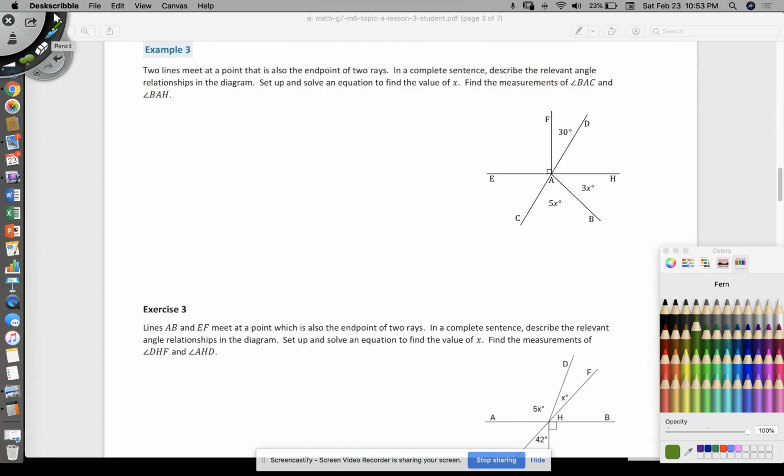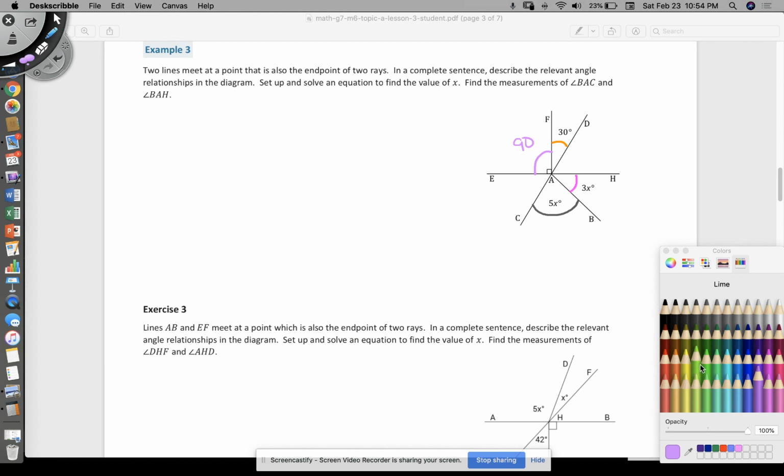Example 3, two lines meet at a point. Same kind of thing we've been reading this whole time. We're going to solve for x. So let's fill in some information that we do have. This is angle 30. This one here is going to be 5x. This one here is 3x. This one over here is 90. All right, so there's some information there.